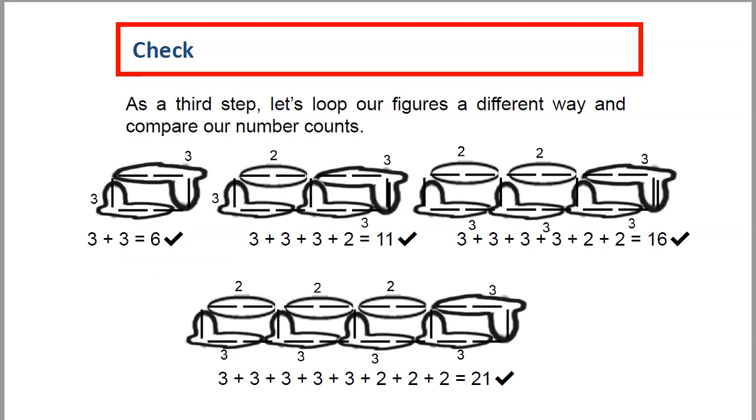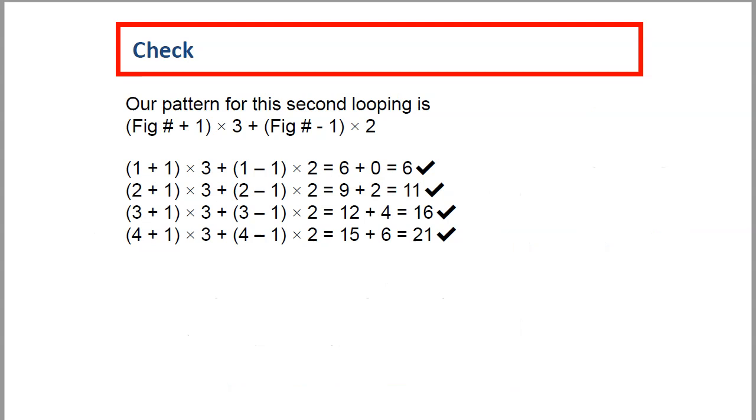As a third step, let's loop our figures a different way and compare our number counts. So you can see here that we've looped the rectangles figures in a way where the loops are just odd-shaped objects. And in figure 1, we have 3 plus 3, which is 6 picks, which matches our previous work. In figure 2, we have 3 plus 3 plus 3 plus 2, again that's 11, which matches, and so on. You can see that this looping pattern gives us the same number count. And you can see that's fully written out here.